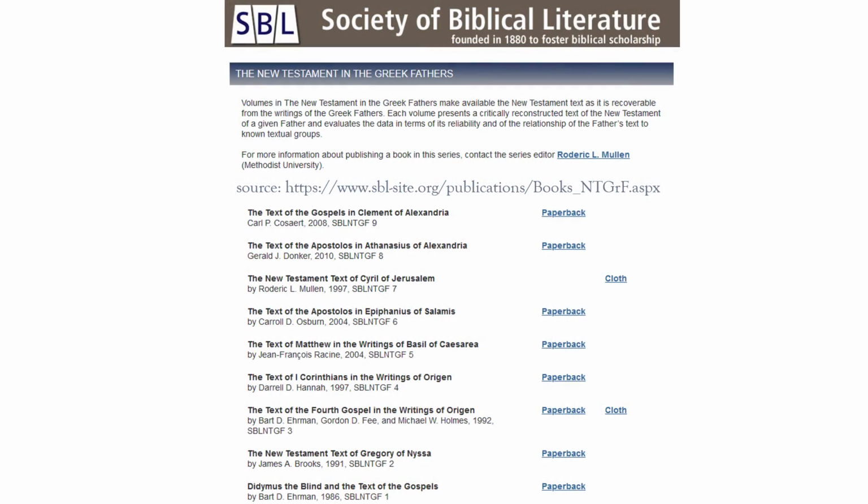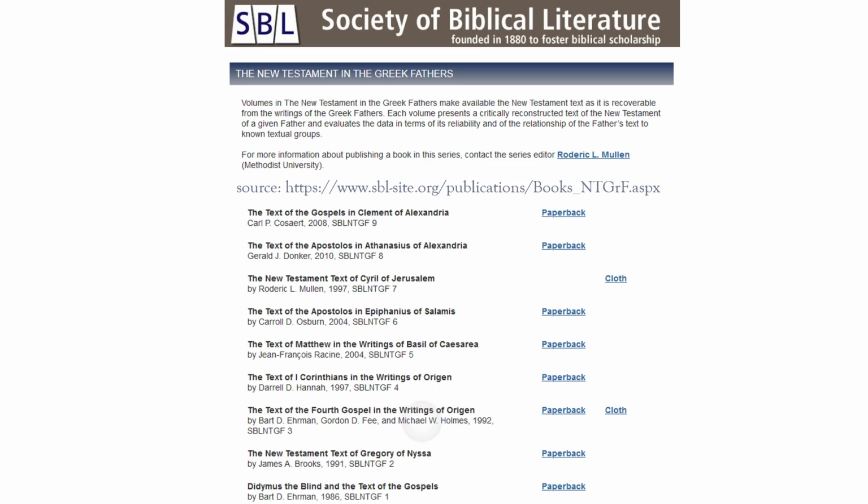So we could actually reconstruct the entire New Testament just from how many times different Christians have quoted it over the years in its original language, in Greek. We're not talking about translations yet. Now, the Society of Biblical Literature has a series of books that catalog this, a series called The New Testament in the Greek Fathers.